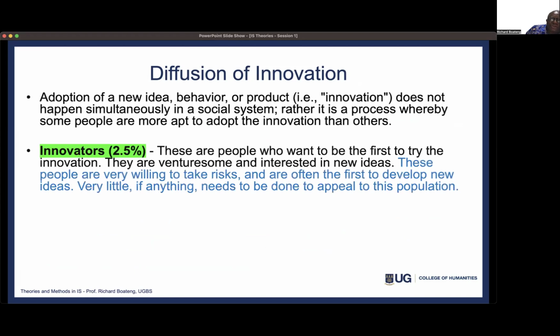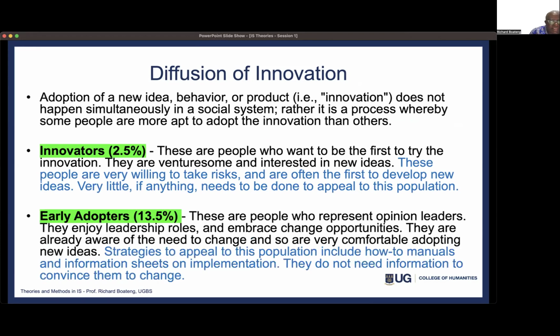So the adoption of a new behavior or product does not happen simultaneously in the organization or system. It's rather a process whereby some people are more open to the innovation than others. So 2.5% are the innovators. They will take risks and go for it and try out the thing as soon as it comes out. The 13.5%, the next group, are early adopters. They will think about it carefully. They may consult some opinion leaders before they take advantage. Okay.